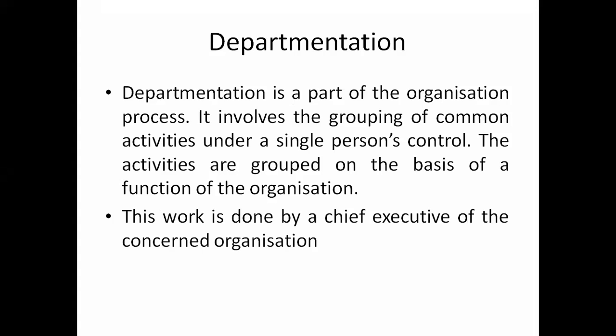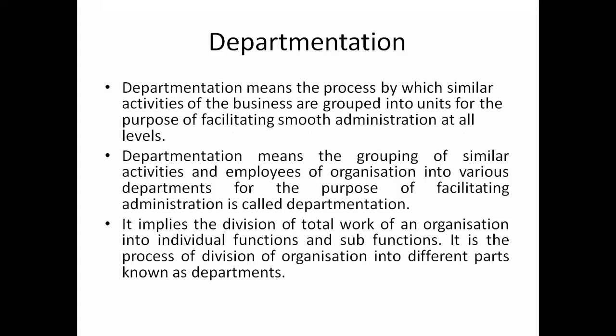For example, there is manufacturing, there is production, then there is a service department, then there is a quality department, depending upon the function. So this is departmentation. The activities are grouped on the basis of function of the organization, and the work is done by the chief executives of the concerned organization. Departmentation means the process by which the similar activities of business are grouped into units for the purpose of facilitating smooth administration at all levels. So there are different activities, and for doing the business of those activities, there are different processes in the department, and we group these processes into units for the purpose of facilitating smooth administration at all levels.